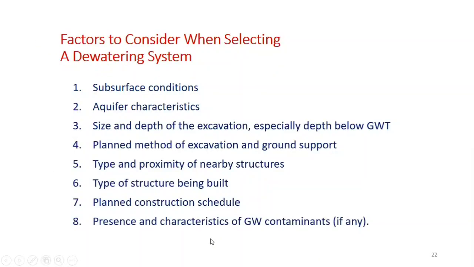So these are some of the factors which will control which method of dewatering you will use.